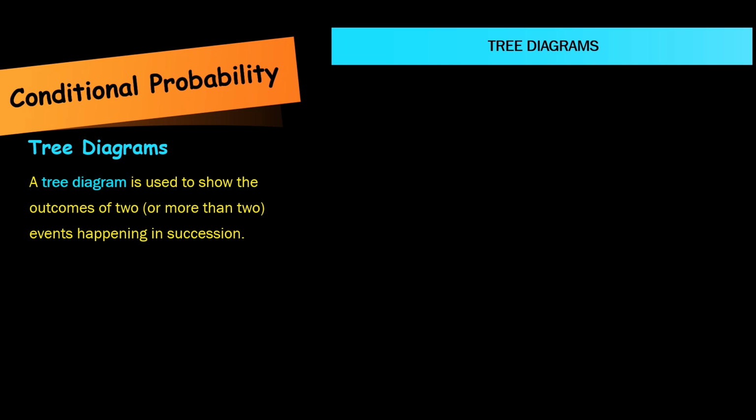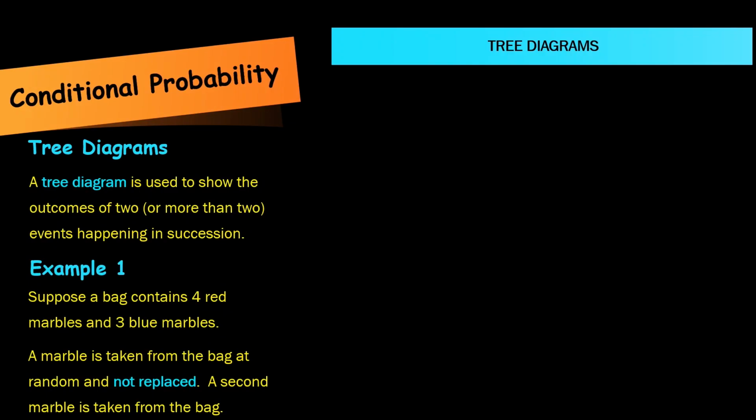A tree diagram is used to show the outcomes of two or more events happening in succession. Let's take a look at an example. Suppose a bag contains 4 red marbles and 3 blue marbles. A marble is taken from the bag at random and not replaced. A second marble is taken from the bag.